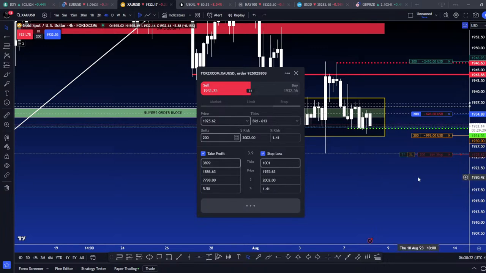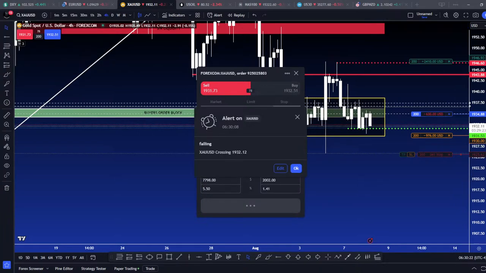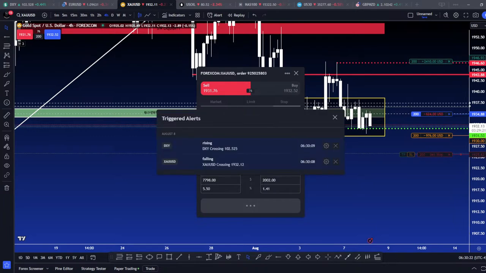But again, the entry, guys, is sell stop for gold. All right, so gold, XAU USD, sell stop. Okay, this is, again, guys, a pending order. So please make sure that you choose sell stop and not sell now.